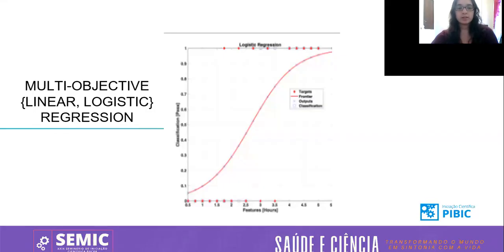This image represents well the idea of the research because logistic regression is used in classification tasks, using a sigmoid function, that is this red curve described in the graphic. The position of the target, that are the red dots, is very important to determine their classification.